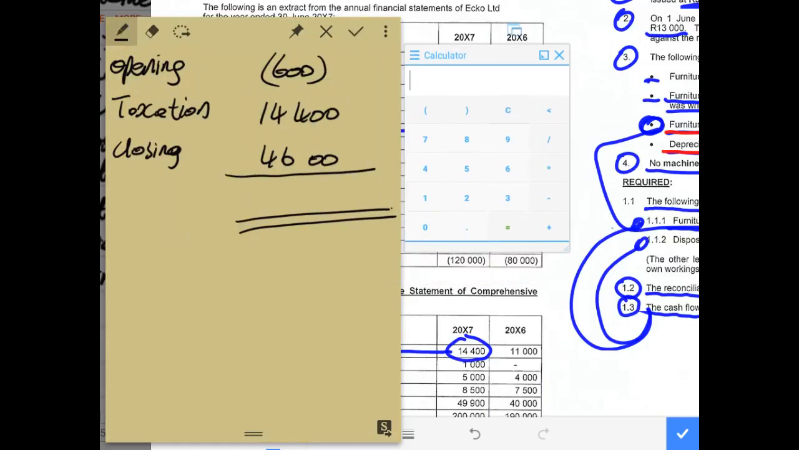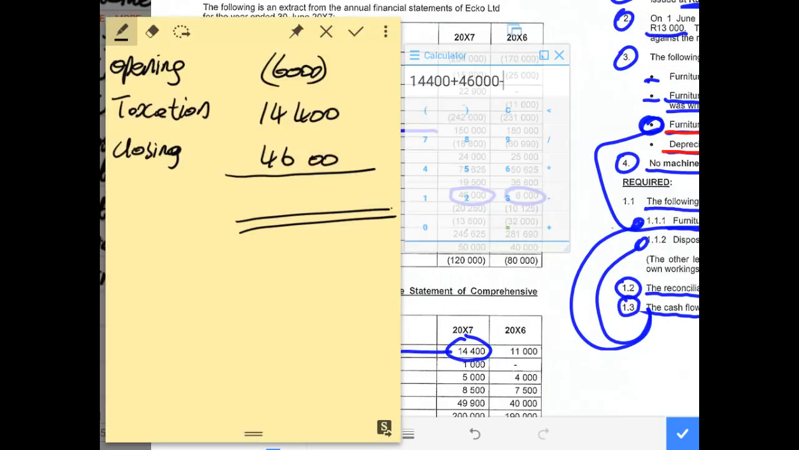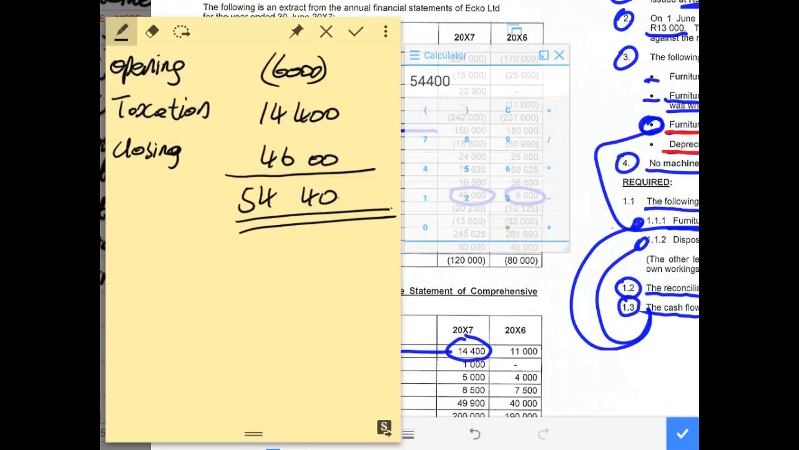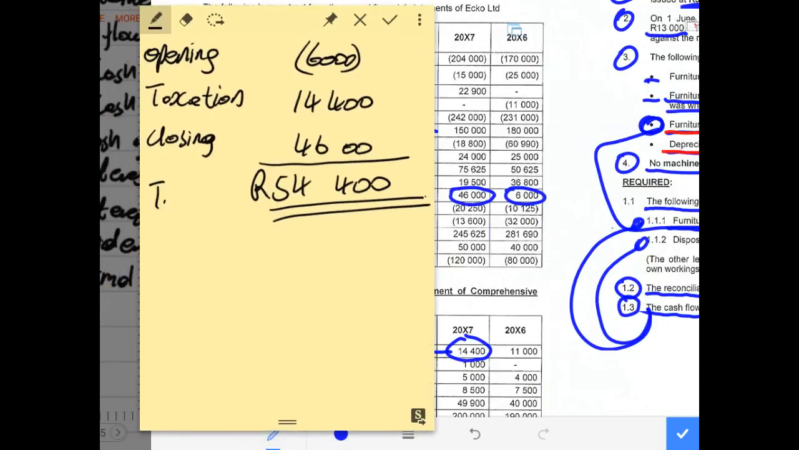Now it means we'll have to say 14,400 plus 46,000 minus the opening balance of 6,000. This will give us 54,400 rands. This will be tax paid. I'll show you why all of a sudden the opening balance is becoming negative. Let me do the ledger account for current tax.